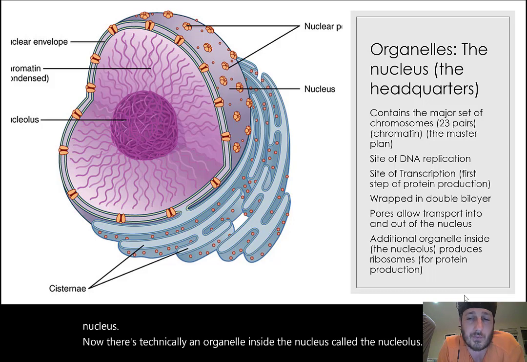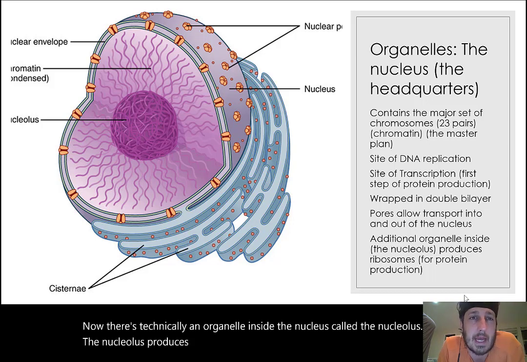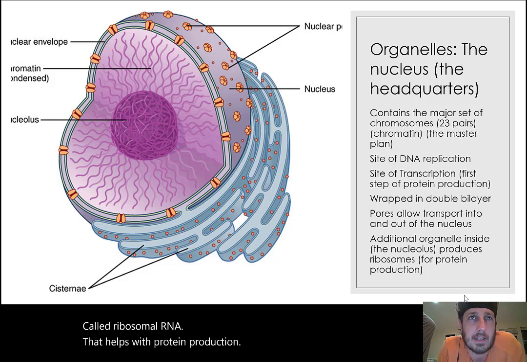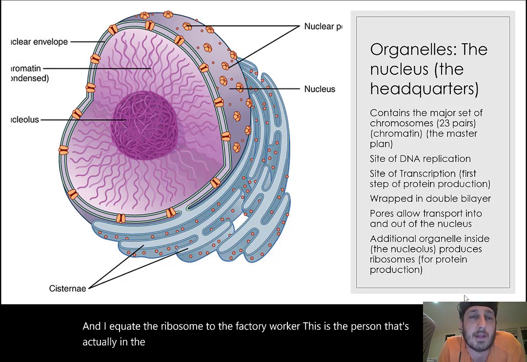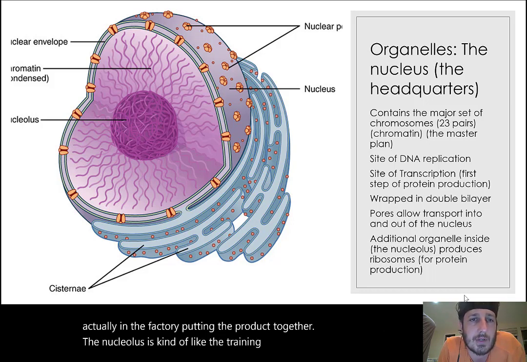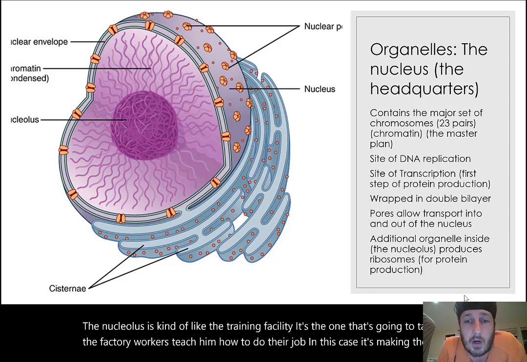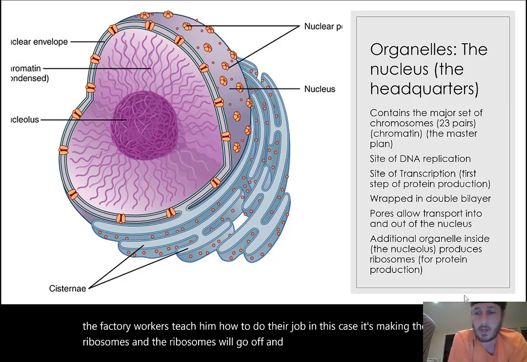The nucleolus produces ribosomes. This is a type of RNA called ribosomal RNA that helps with protein production. And I equate the ribosome to the factory worker. This is the person that's actually in the factory putting the product together. The nucleolus is kind of like the training facility. It's the one that's going to take the factory workers, teach them how to do their job. In this case, it's making the ribosomes, and the ribosomes will go off and do protein production.